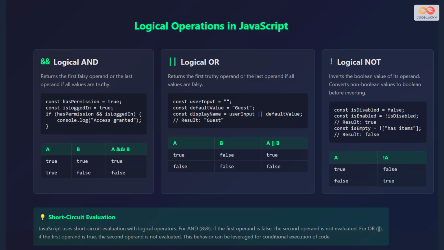JavaScript uses short-circuit evaluation with logical operators. For AND, if the first operand is false, the second is not evaluated. For OR, if the first operand is true, the second is not evaluated. This can be used for conditional execution of code.